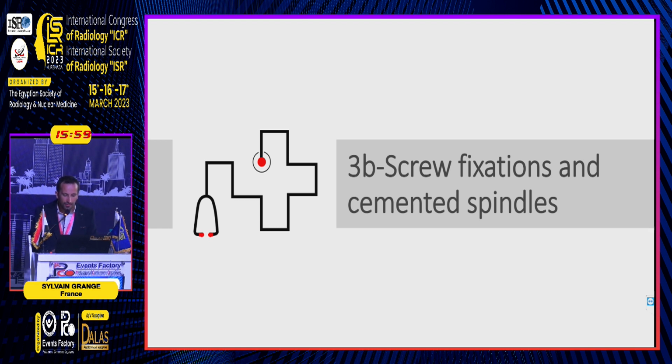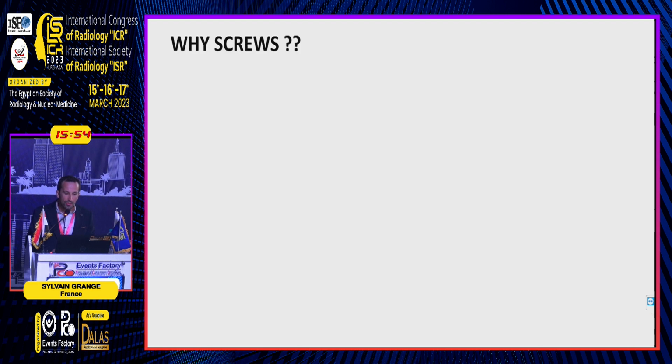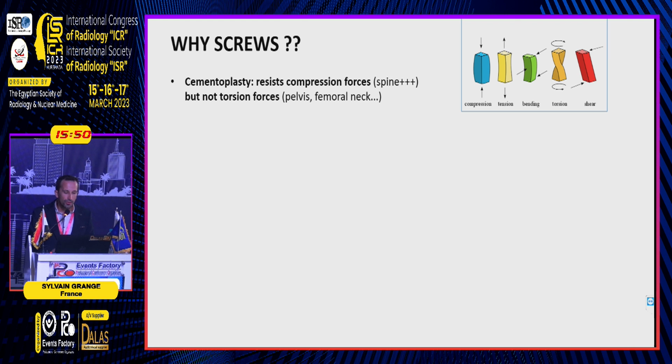So the next step is screw fixation and cemented screws. Why screws? First, we have to know that cementoplasty only resists compression forces, like in the spine, but not torsion forces, like in the pelvis or femoral neck, where there are tension forces, bending, torsion, shear, etc.